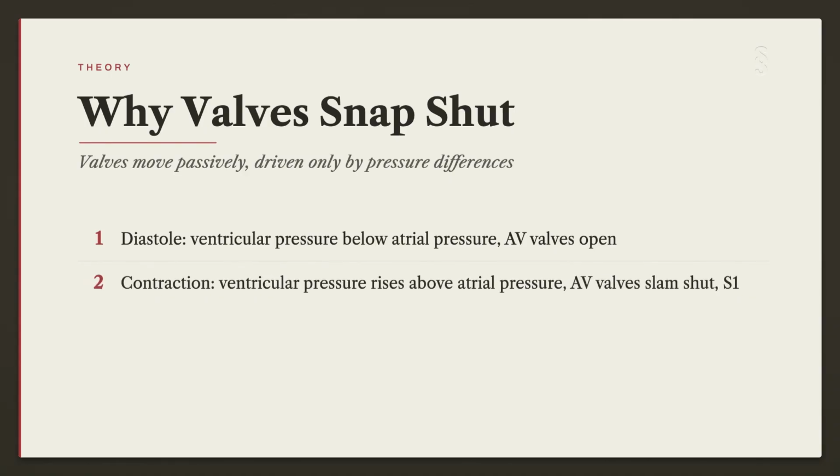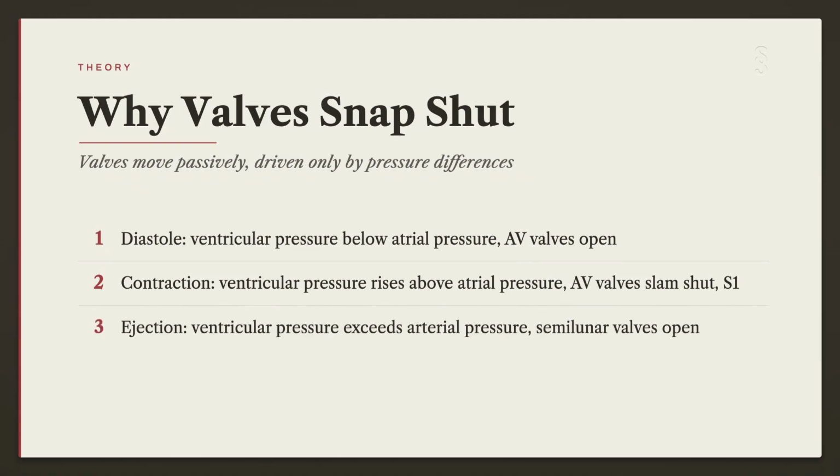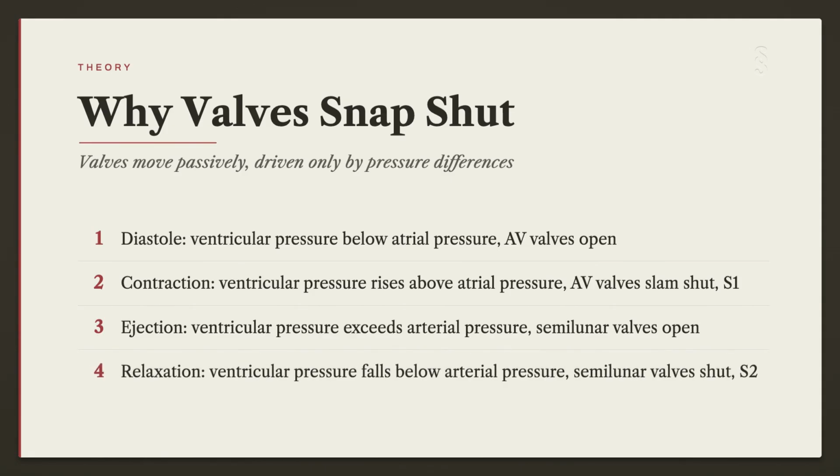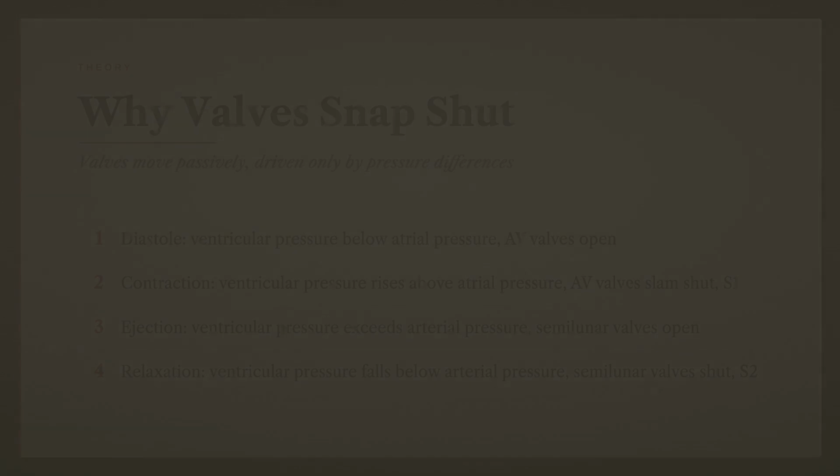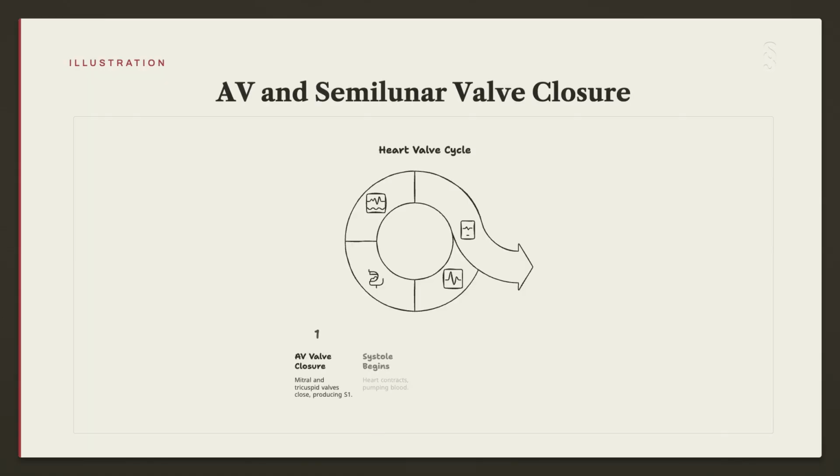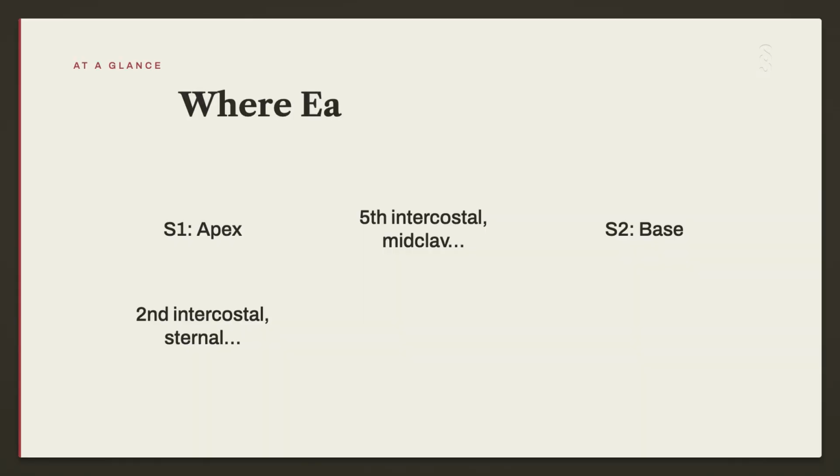When ventricular pressure crosses above atrial pressure, the mitral and tricuspid valves snap shut, producing S1 and starting systole. When ventricular pressure later falls below arterial pressure, the aortic and pulmonic valves snap shut, producing S2 and starting diastole. The mitral and tricuspid valves are the atrioventricular valves, closing together to make S1. The aortic and pulmonic valves are the semilunar valves, closing together to make S2. Mixing up these two valve pairs reverses the entire framework.